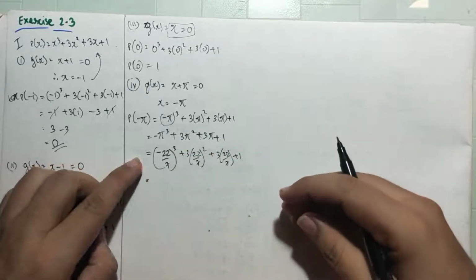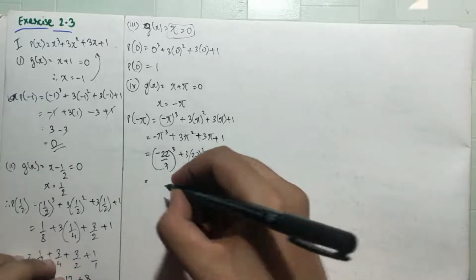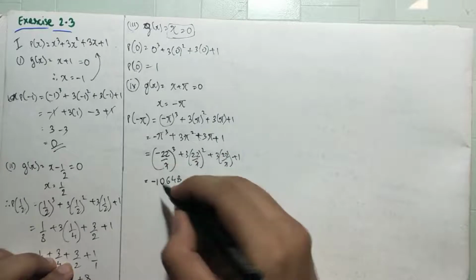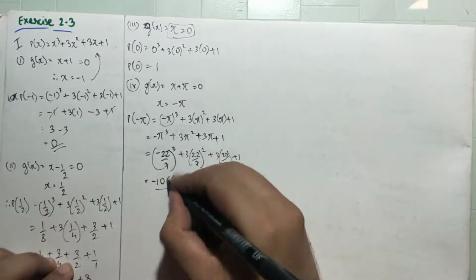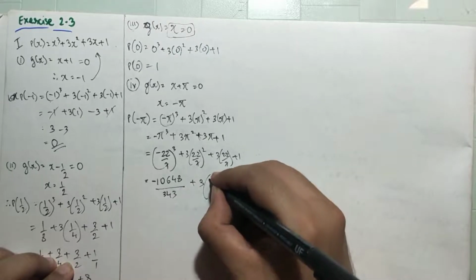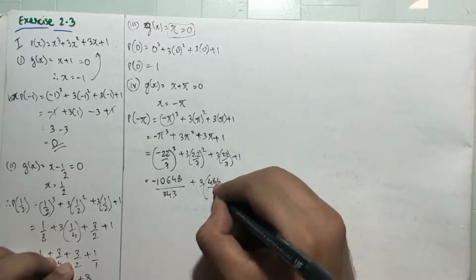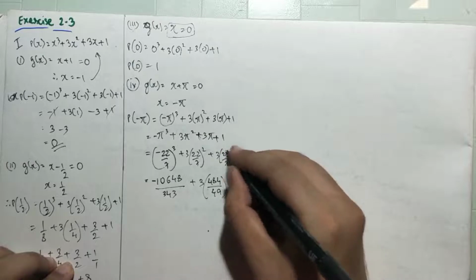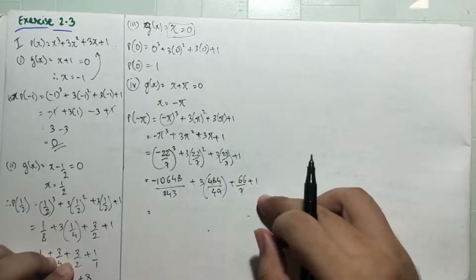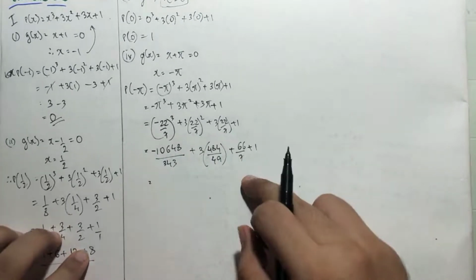So what is the cube of 22? That is 10,648, which should be negative because it was minus cube, upon 7 cube, which is 343, plus 3 multiplied by 22 square, which is 484, upon 7 square, which is 49. 3 into 22 is 66 upon 7 plus 1. Taking LCM, LCM would be 343.